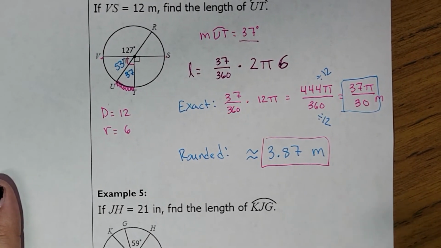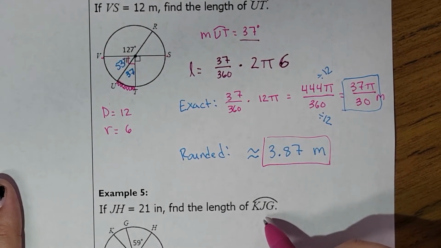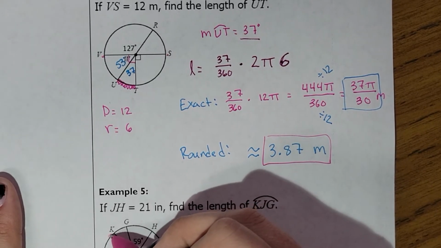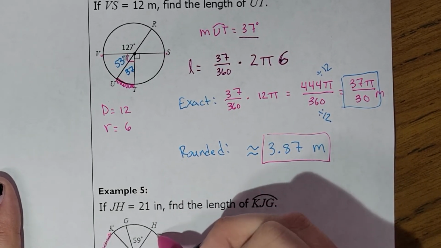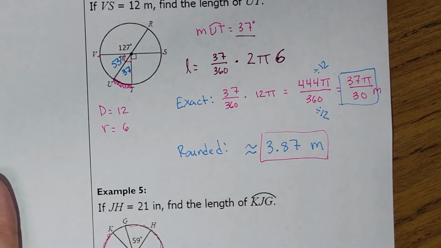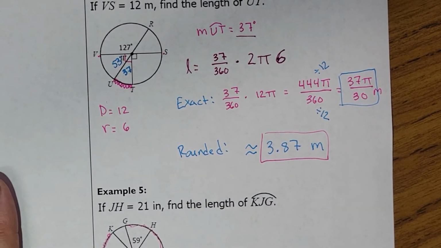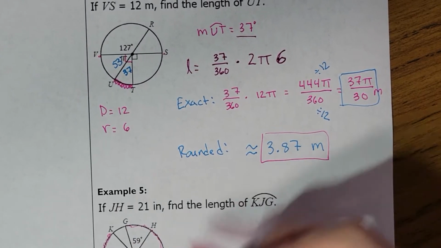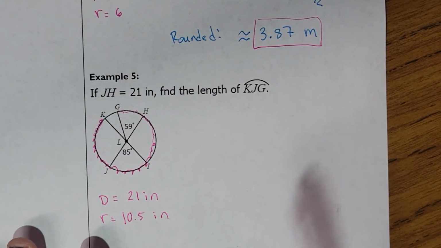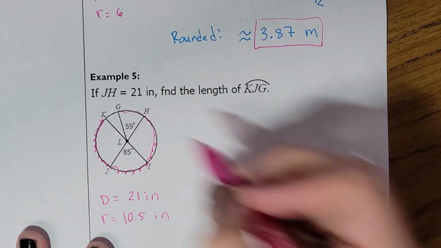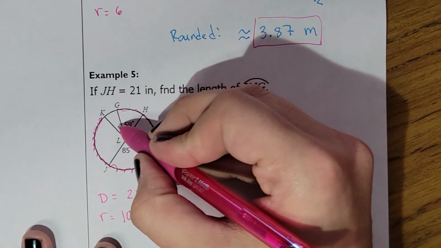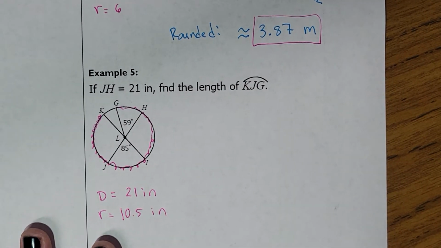All right, so coming up here then, they asked me to find the length of arc KJG, all the way over here. Well, you could do a lot of work here to figure out how many degrees that is, or you can figure out how many degrees it's not. Arc KJG just doesn't include minor arc KG. So let's just figure out how big minor arc KG is and subtract it from 360.